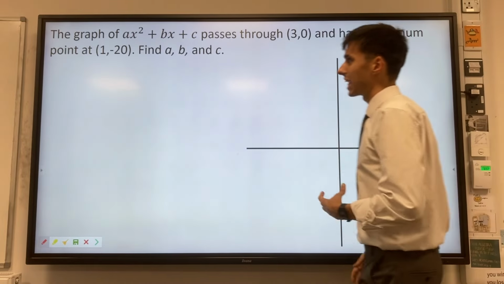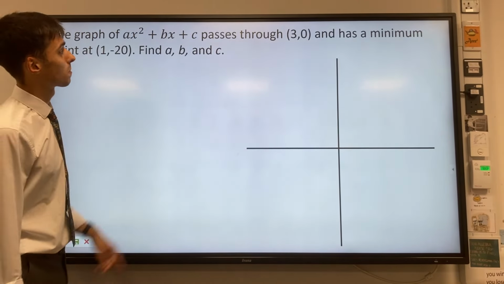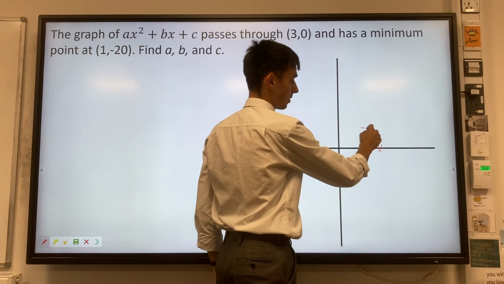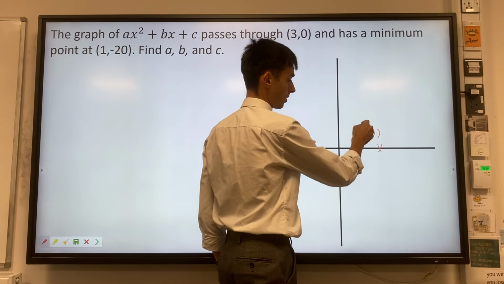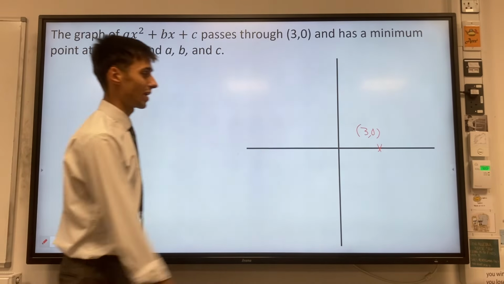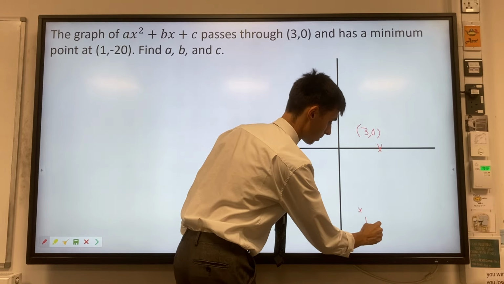So once again, let's plot some points on our graph first to see how it looks. So we've got 3, 0. I'm going to plot this here. 3, 0. And our minimum point is at 1, minus 20. So that's going to be quite far down, 1, minus 20.